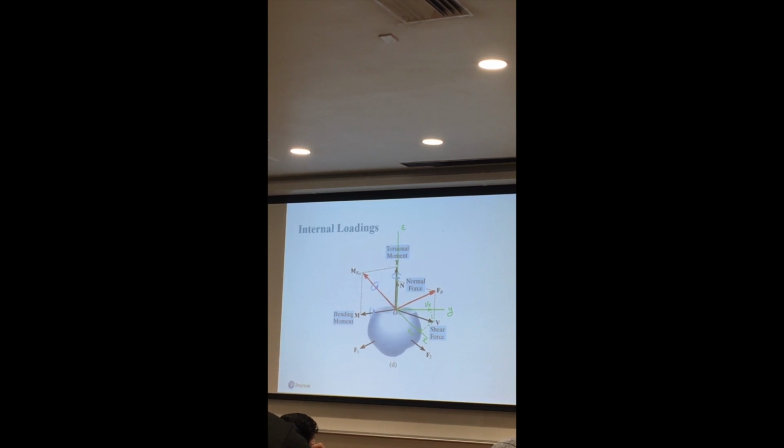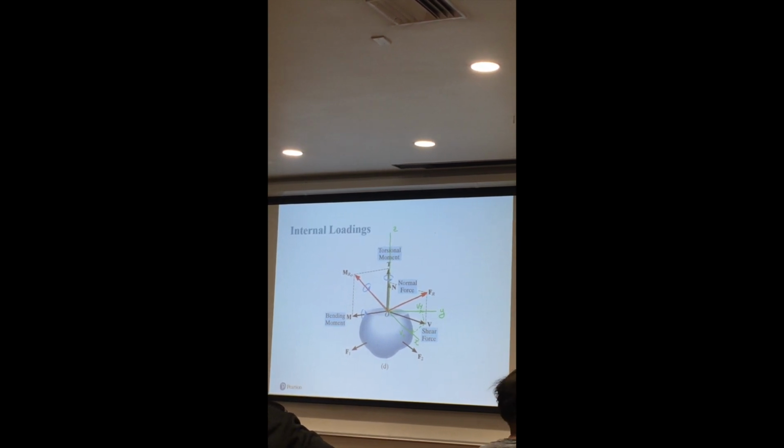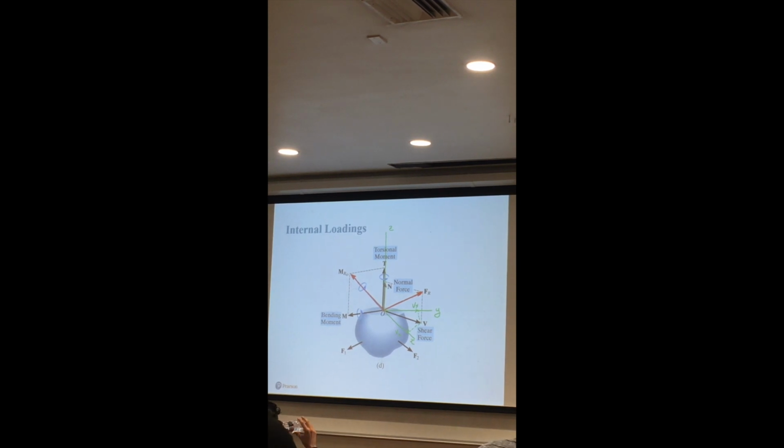Okay, so let's take a step back. We have that red arrow M_R^O, right? That's the resultant moment around point O. In general, it's pointing somewhere in space, right? In the 3D world, it's pointing in that direction. And we know that it will have a normal component, which we call T here, and a shear component, which is on this plane. And we just call that the XY plane.